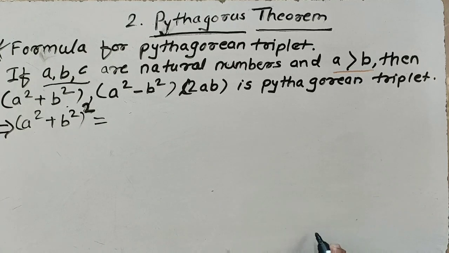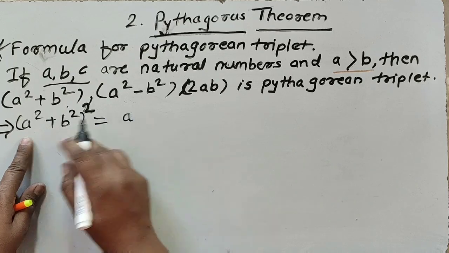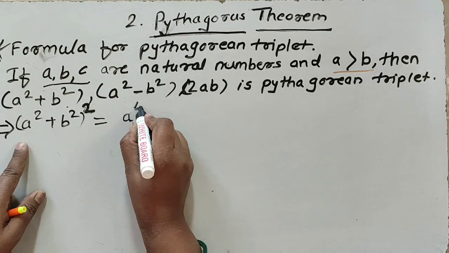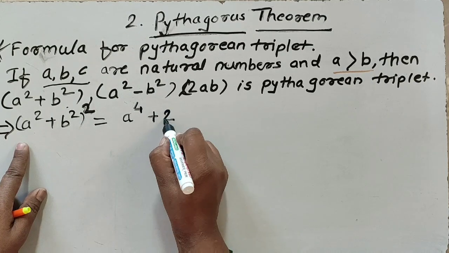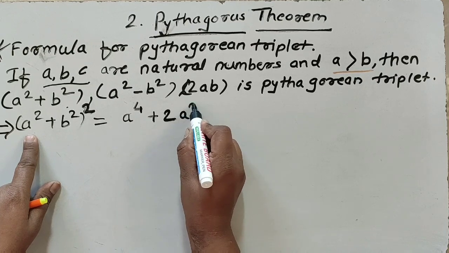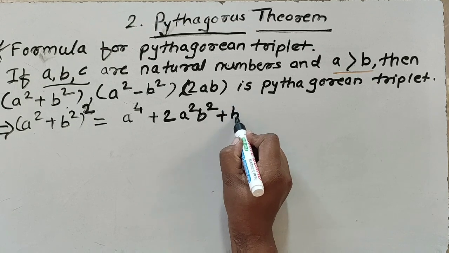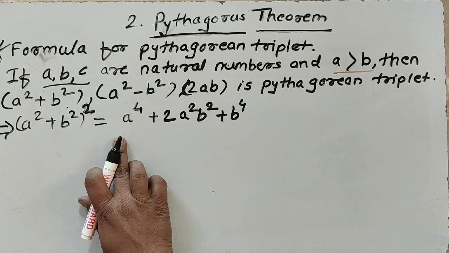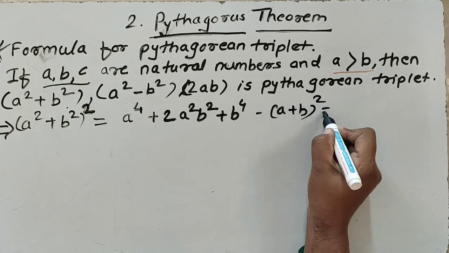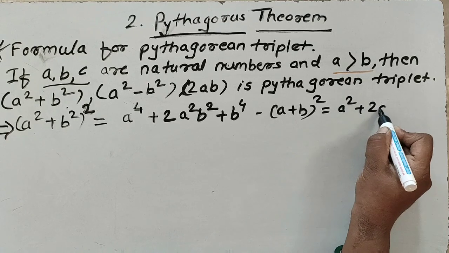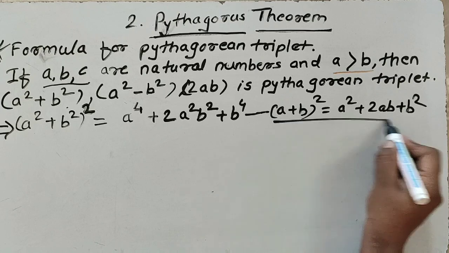The factorization of a square plus b square: a square means here a raised to (a square) square. So here a raised to 4 plus 2ab means 2 into a square b square, and then b raised to 4. We follow this rule: (a plus b) bracket square is equal to a square plus 2ab plus b square. As per this rule we solve this.